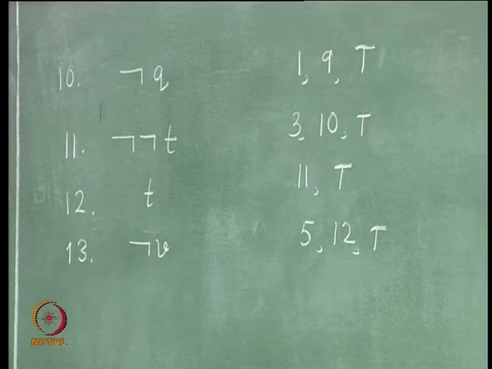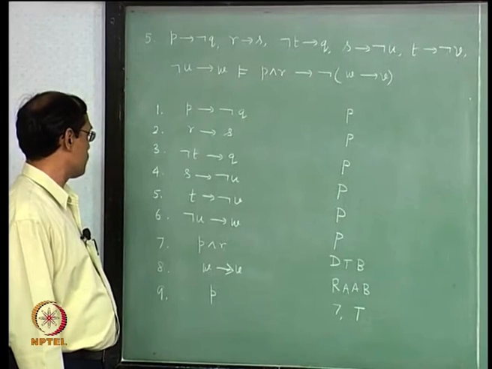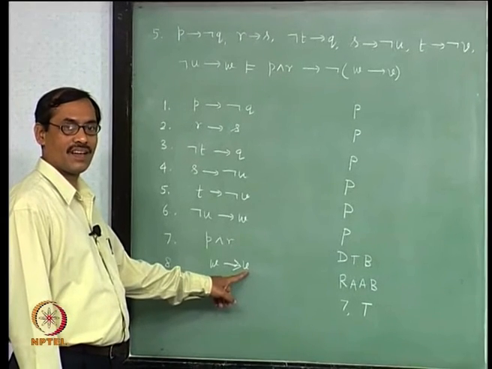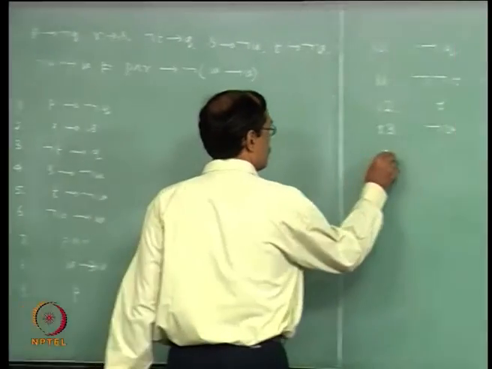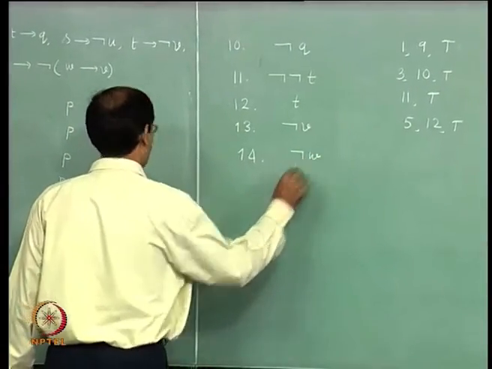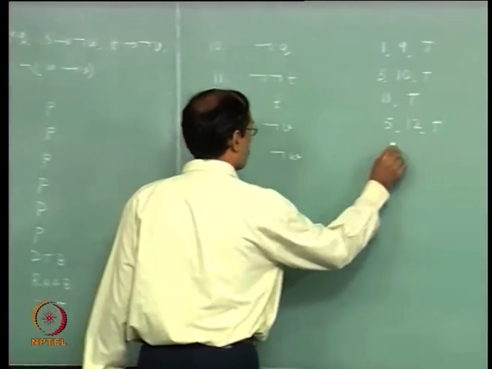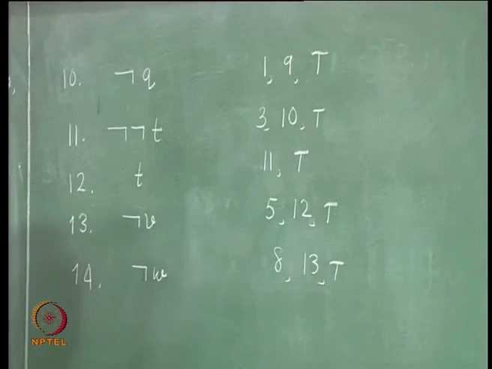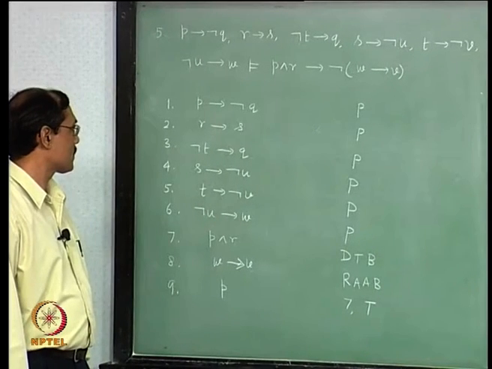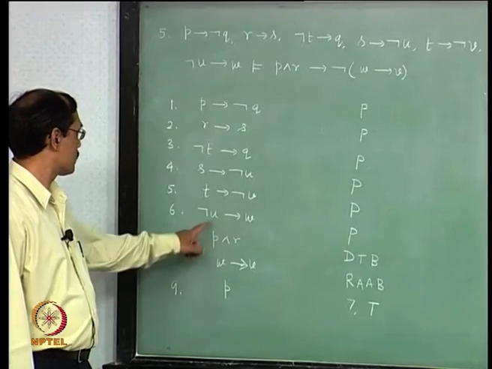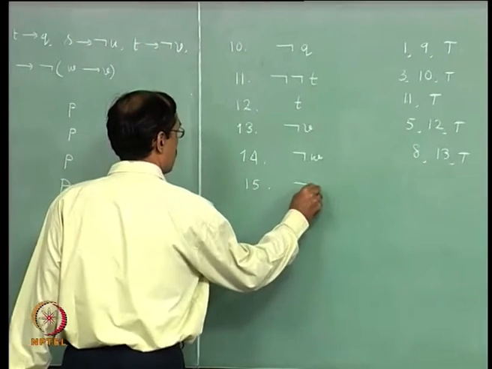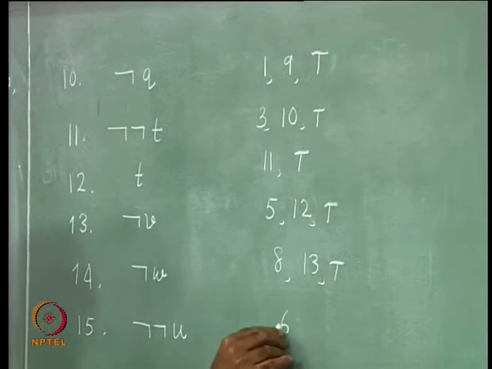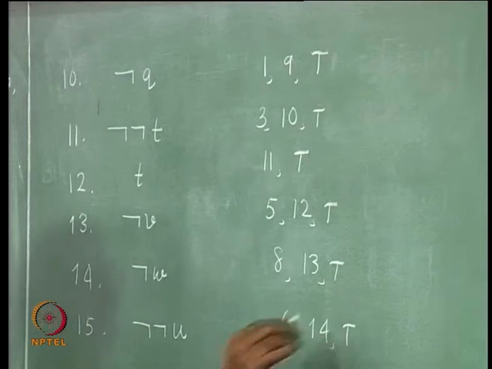Okay. Next, how to use not V? Well, you can use here again modus tollens. So, 14 gives not W, and we are using from 8, 13 modus tollens. Next, we can go to this. So, that gives not U using 6, 14 modus tollens.